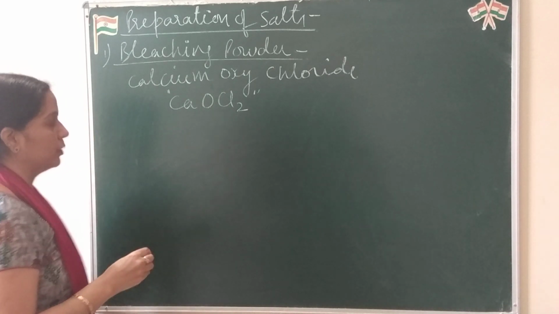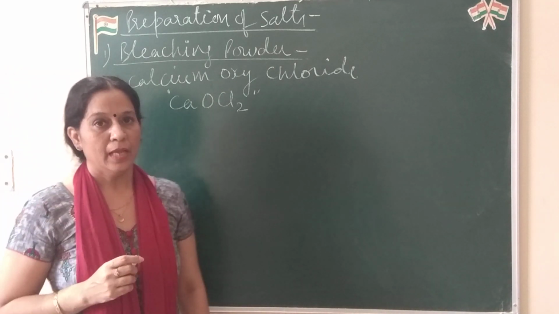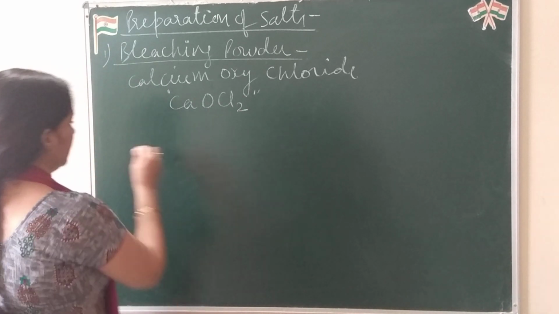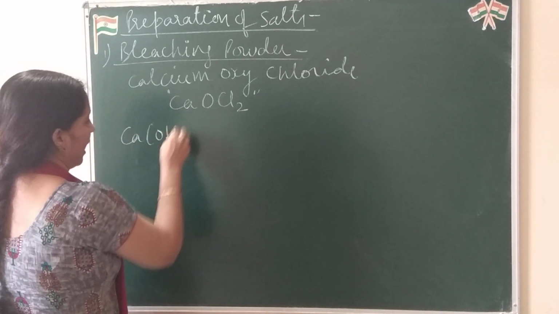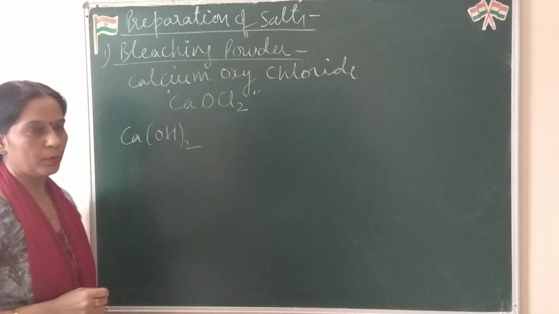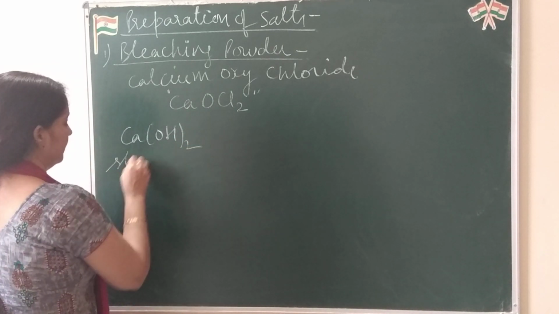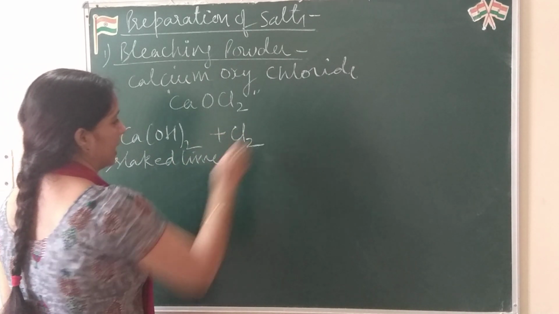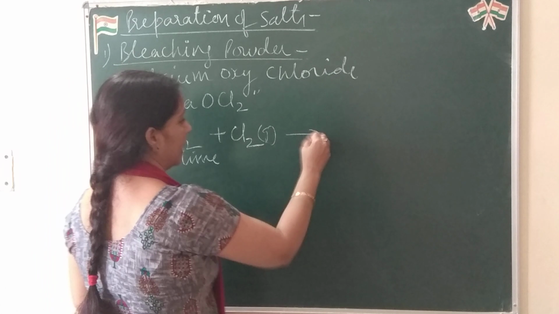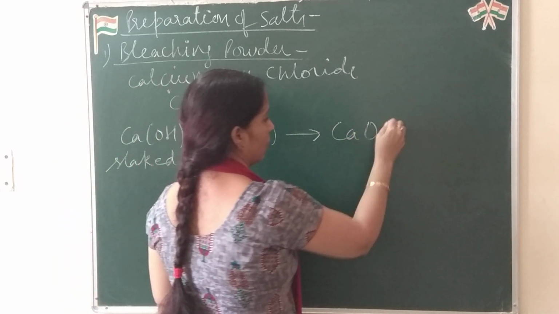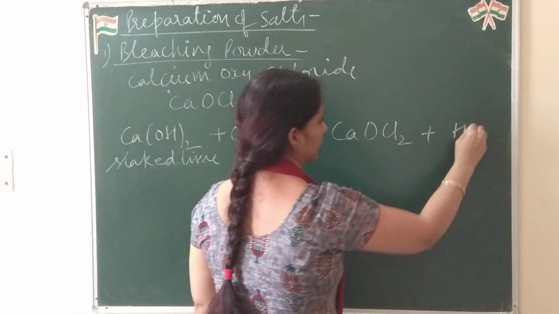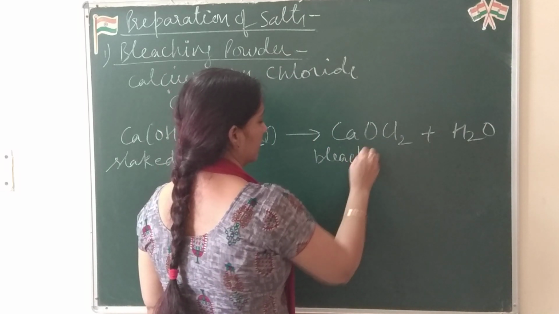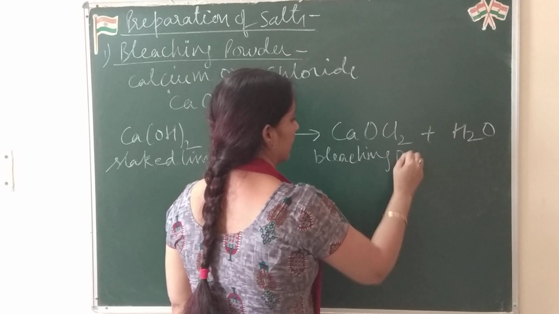How is it prepared? It is prepared with the help of slaked lime, and chlorine gas is passed over slaked lime. So preparation is very simple. You only have to remember the reactants used in this preparation. It is slaked lime, and chlorine gas is passed over this lime, which will produce CaOCl2 plus water. Calcium oxychloride, which is called bleaching powder.